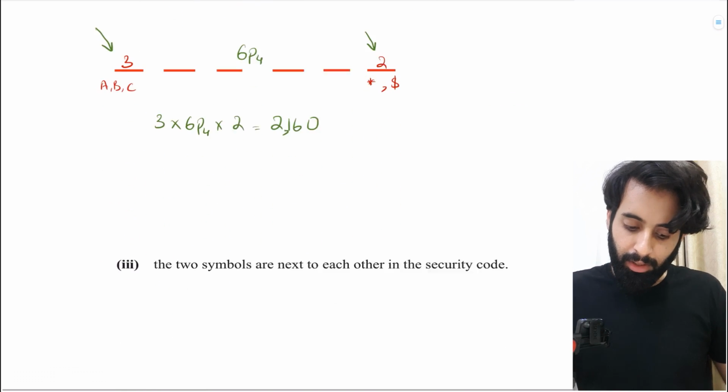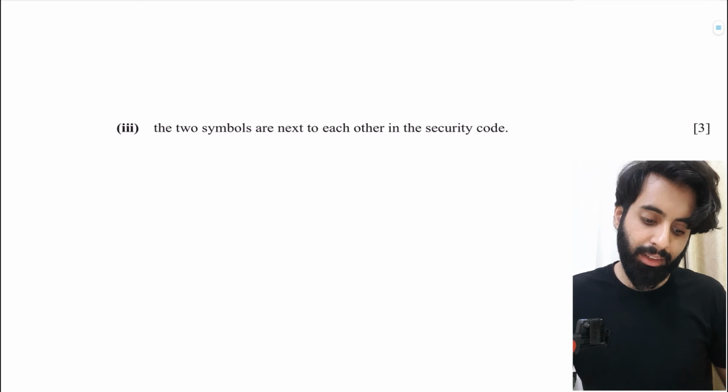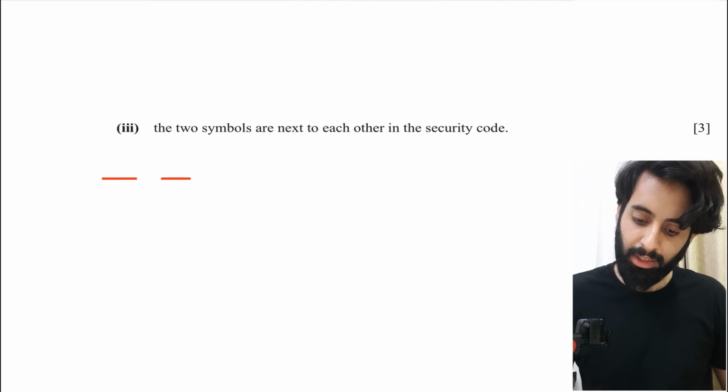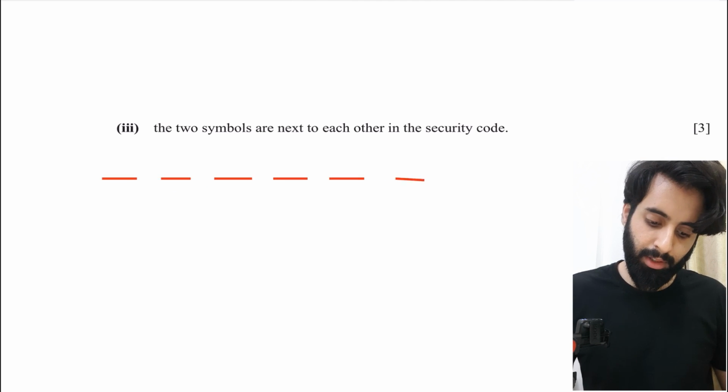Now here comes part 3, which says that the 2 symbols are next to each other in the security code. So let's go back and make 6 blanks again: 1, 2, 3, 4, 5, and 6.